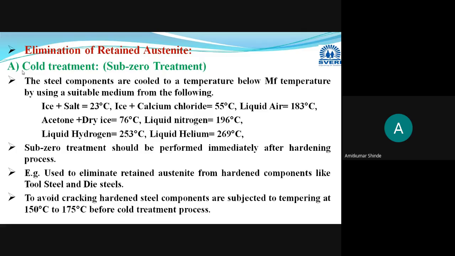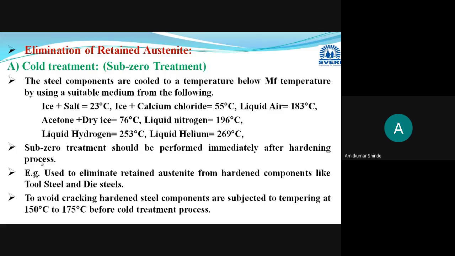Now, the cold treatment or sub-zero treatment. We get this retained austenite at the end of the hardening process. If we get the retained austenite at the end of the hardening process, the sub-zero treatment should be performed immediately. Read the second point: sub-zero treatment should be performed immediately after the hardening process. At the end of the hardening process, all austenite is not transformed to martensite. We are getting some retained austenite there.